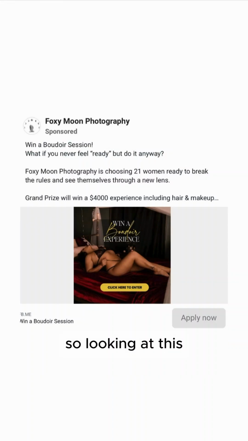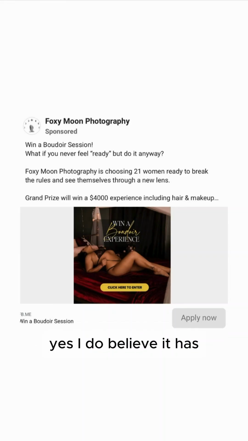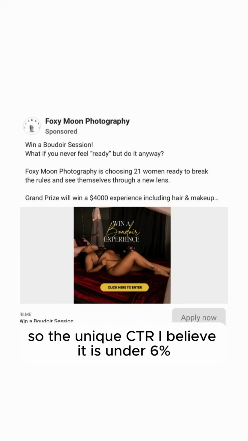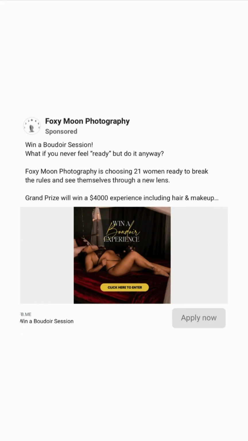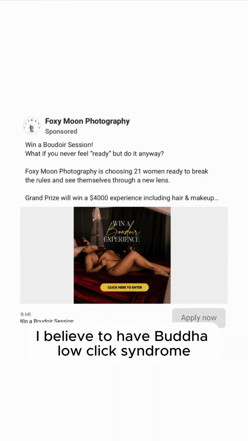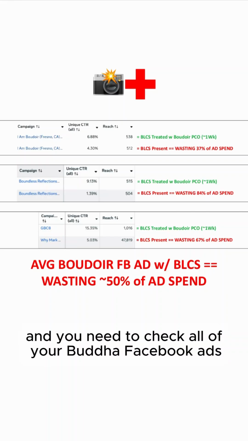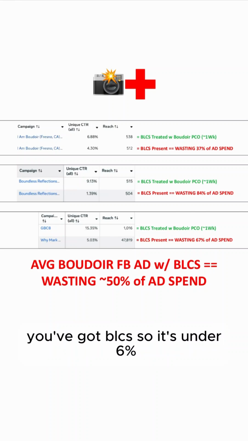So looking at this, yes, this Boudoir Facebook ad, I do believe the unique CTRL is under 6%, causing this Boudoir Facebook ad, I believe, to have Boudoir low click syndrome. So if you're a Boudoir low click advertiser and the unique CTRL on all of your Boudoir Facebook ads is under 6%, you've got BLCS.